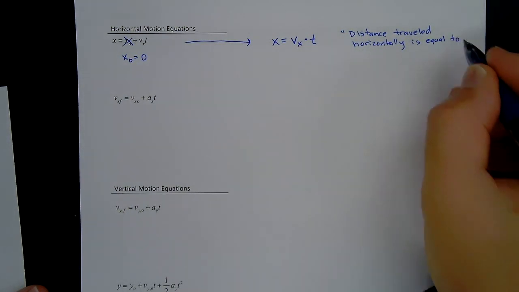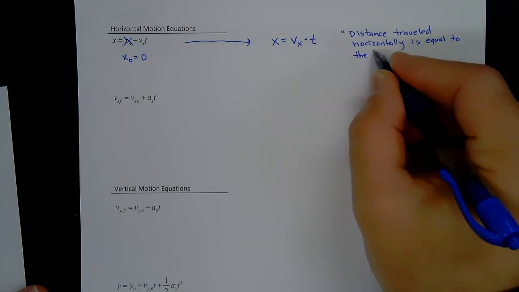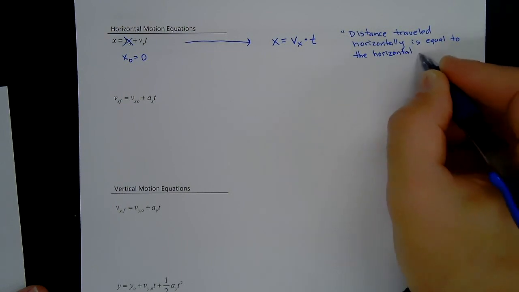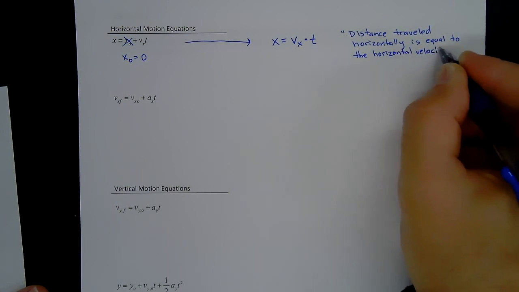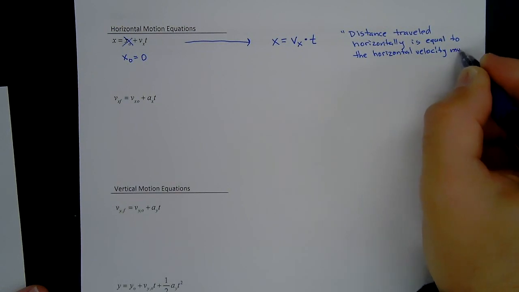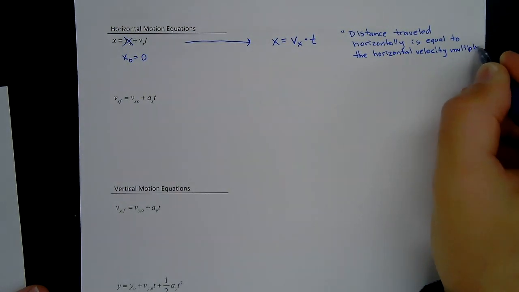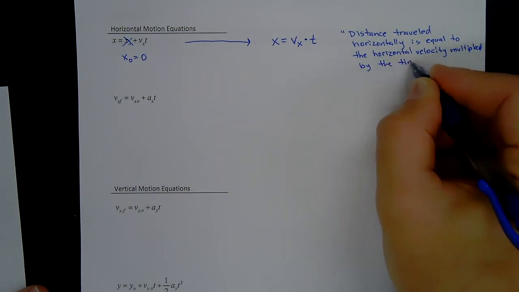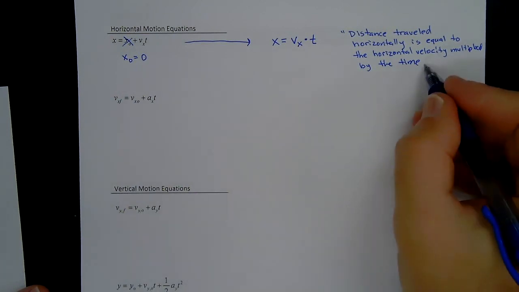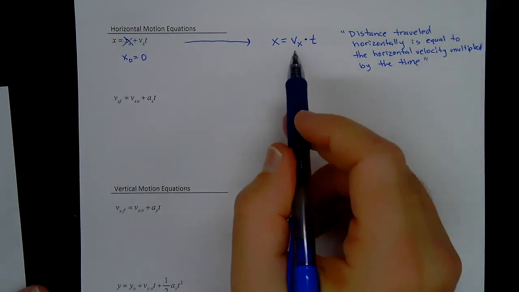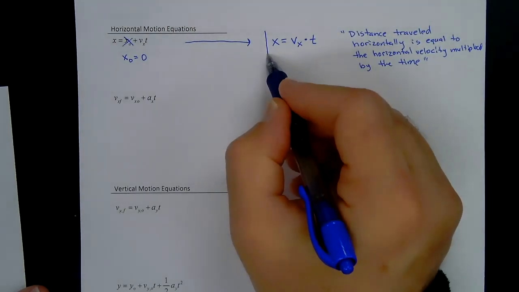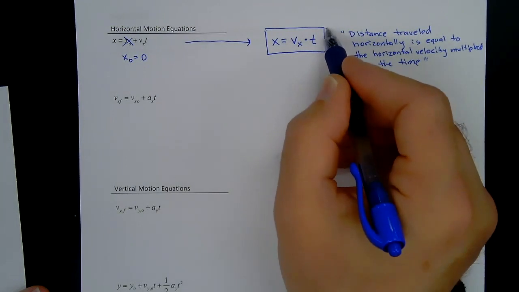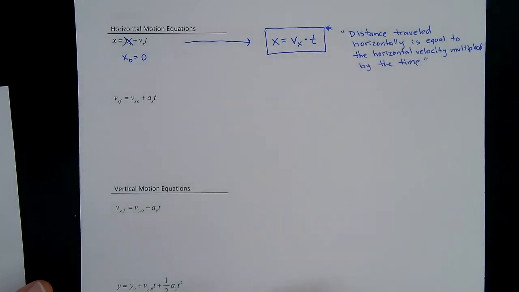to the horizontal velocity multiplied by the time. So the time it was moving horizontally. That's what this is saying. This is going to be a really important formula that we use. We're going to use that a lot.